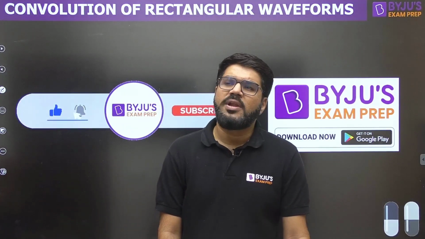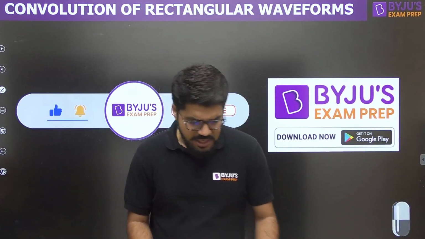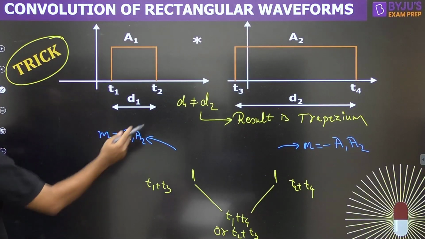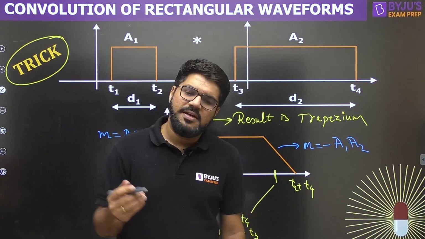So guys, in this short capsule, I've tried to cover convolution of rectangles. Of unequal widths, the result is a trapezium. If the widths are equal, then the result is a triangle.